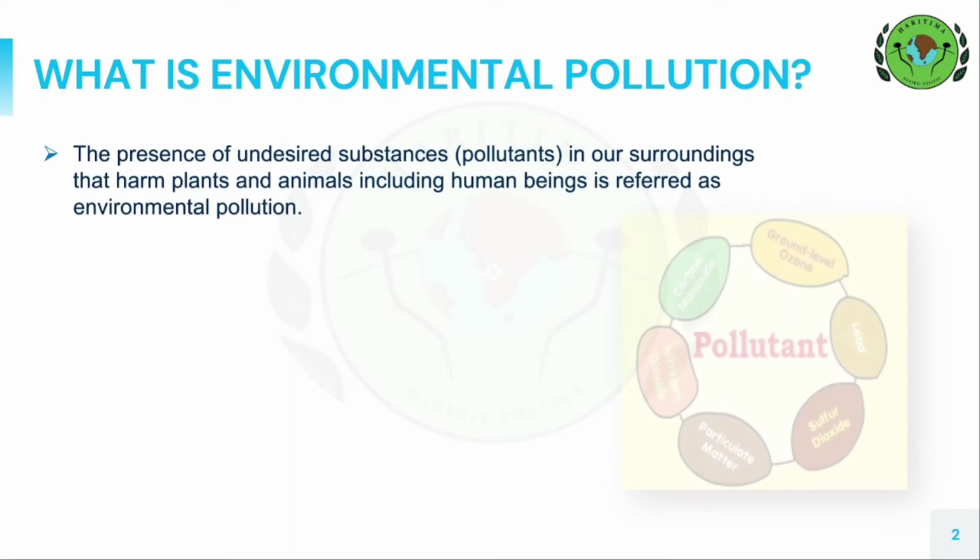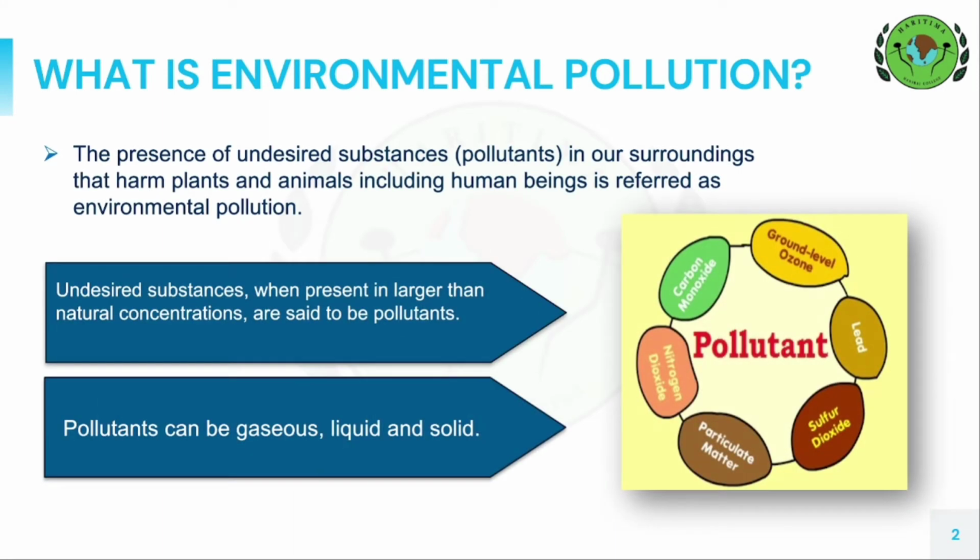What is environmental pollution? The presence of undesired substances, pollutants, in our environment and surroundings that harm plants and animals, including human beings, is referred to as environmental pollution. Undesired substances, when present in larger than natural concentrations, are said to be pollutants. Pollutants can be gaseous, liquid, and solid.